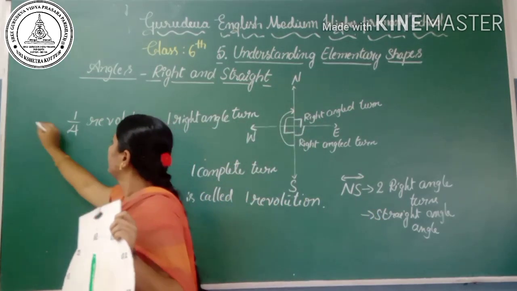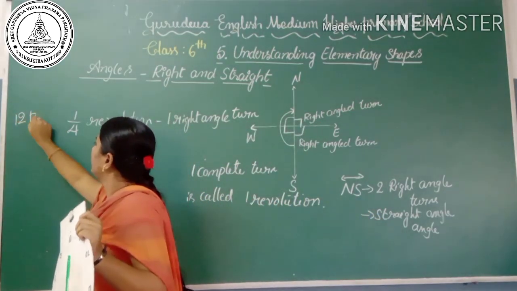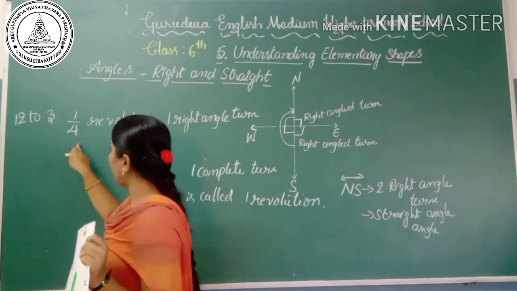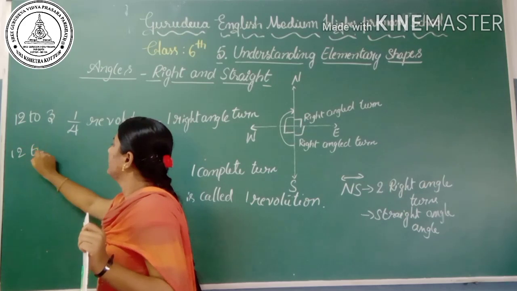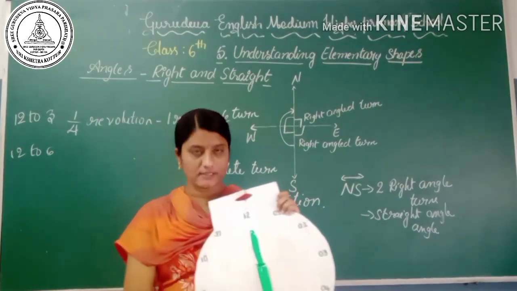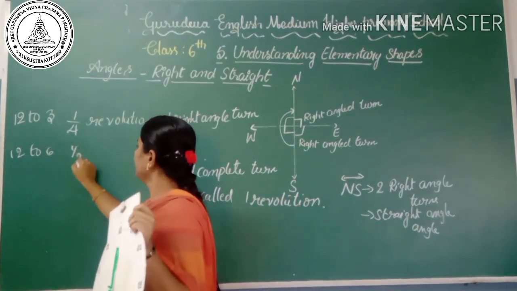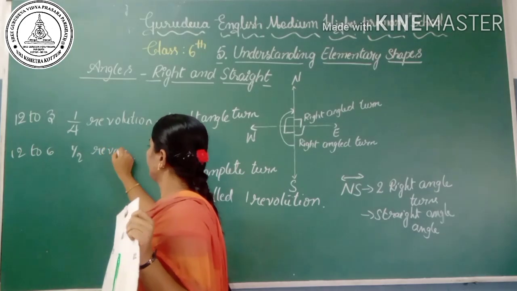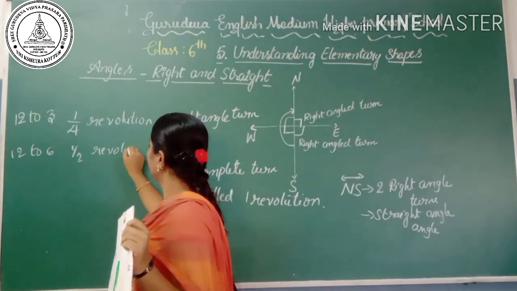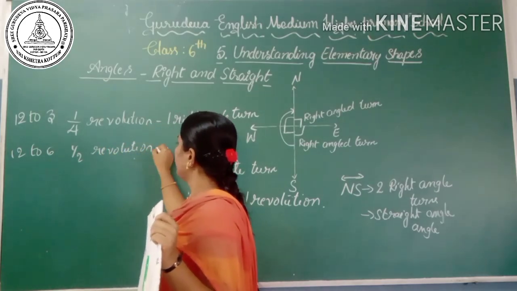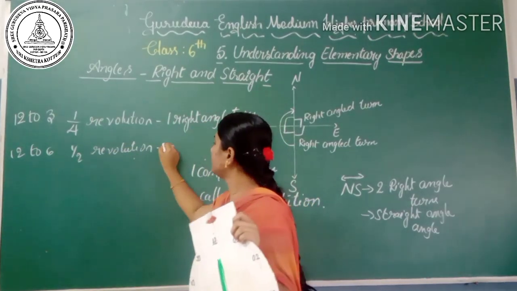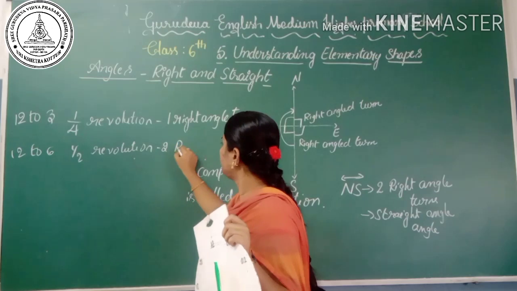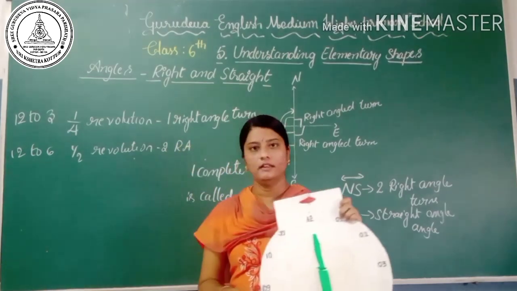So 12 to 3 is a quarter revolution. Then 12 to 6 is a half revolution, which means it turns through two right angle turns. So two right angle turns.